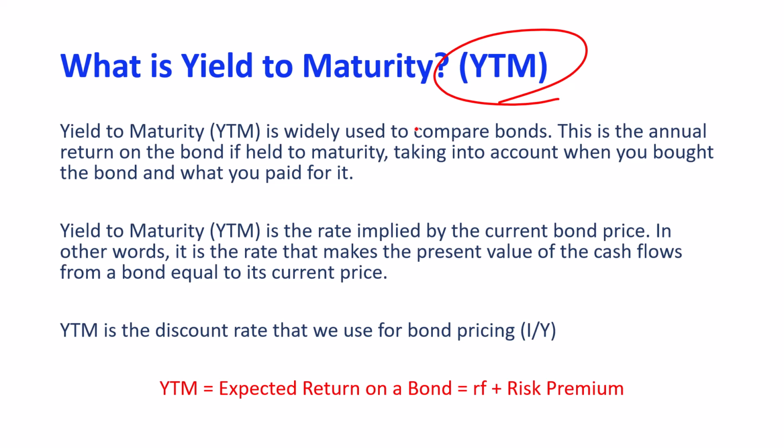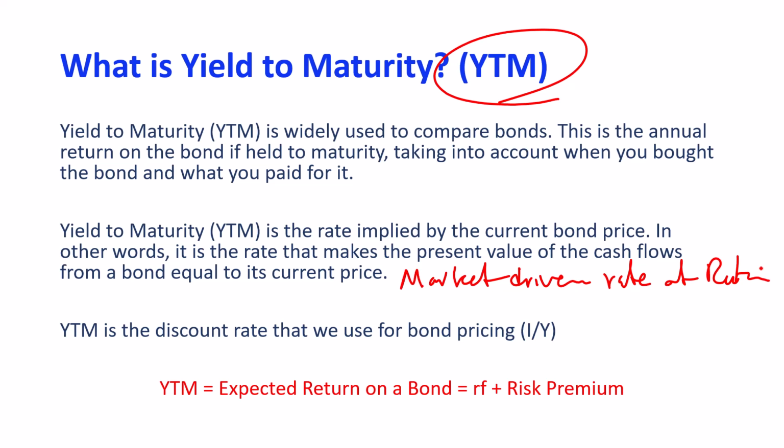Another definition of yield to maturity is that it is the rate implied by the current price. In other words, it is the rate that makes the present value of the future cash flows, in other words, the present value of the coupons plus the lump sum that you receive at the end, equal to whatever the price is today in the market. That means yield to maturity is a market-driven rate of return, and it depends on the price of the bond on any given day.